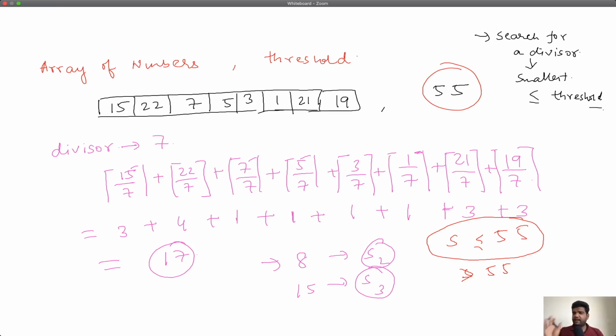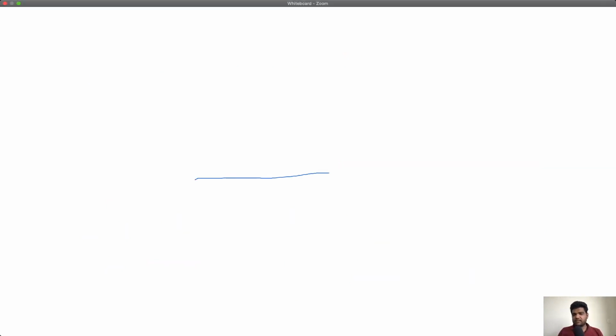So inherently, you have to search for a divisor, right? So let's think about how we can go about searching this divisor out of all possible divisors. Let's say this is the number line of all the divisors that you can potentially have, from 1 to infinity. 1 can be your divisor, 2 can be your divisor, so on till infinity. All these are possible divisors for you. And let's say each of these divisors gives you some sum, which I plot on the y-axis. So this is the divisor and this is the sum that you get out of this.